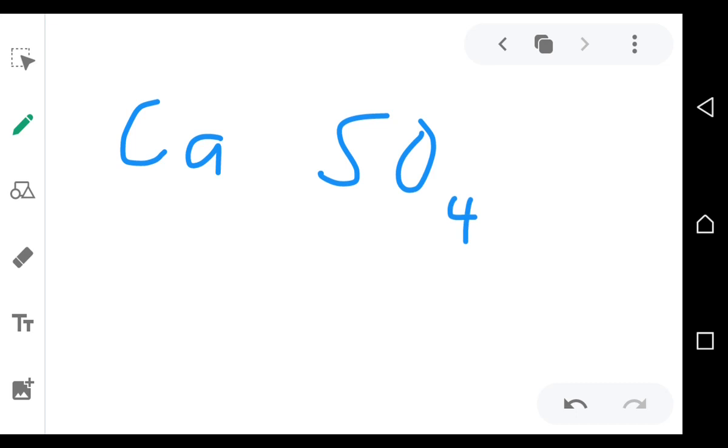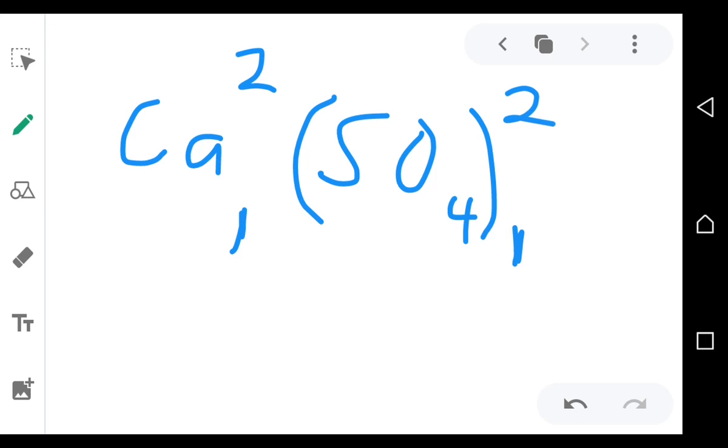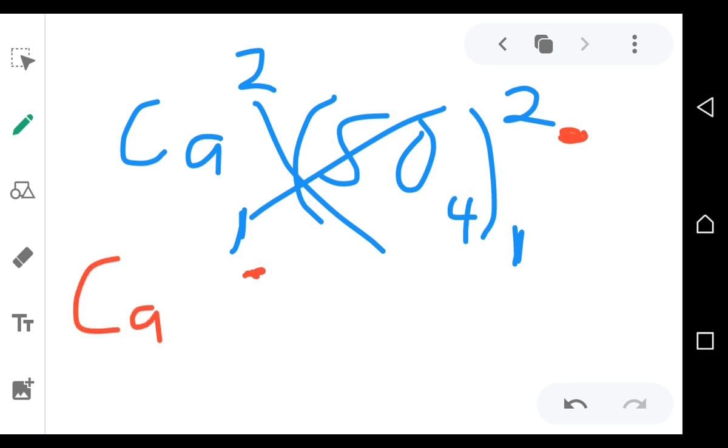We said all radicals must be put in brackets. And then you put 1 here, and then you put 1 here. Always put 1 down. What's the valence for calcium? 2. What's the valence for sulfate? 2. Then you cross multiply these 2 here. I've taught you this. So this 2 here multiplies with the 1 here. What do you get? 2 times 1, it is 2.